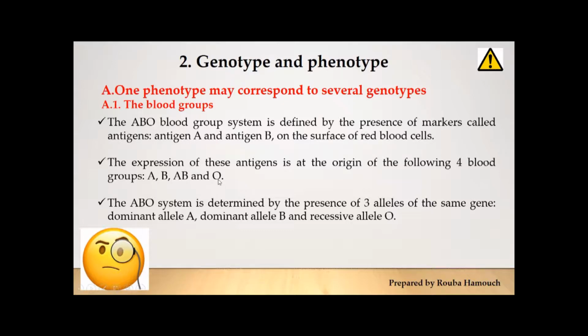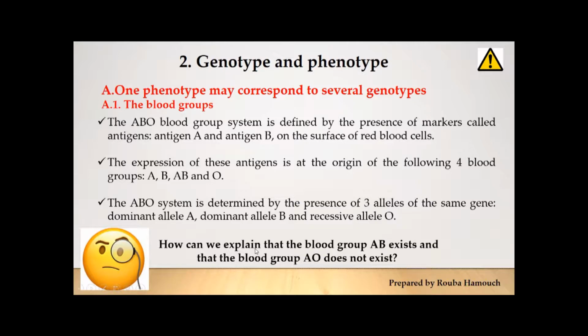These four groups, these phenotypes, are determined by the presence of three alleles of the same gene, which are the dominant allele A, the dominant allele B, and the recessive allele O. Now, according to the combination of these three alleles, we have one of these phenotypes.